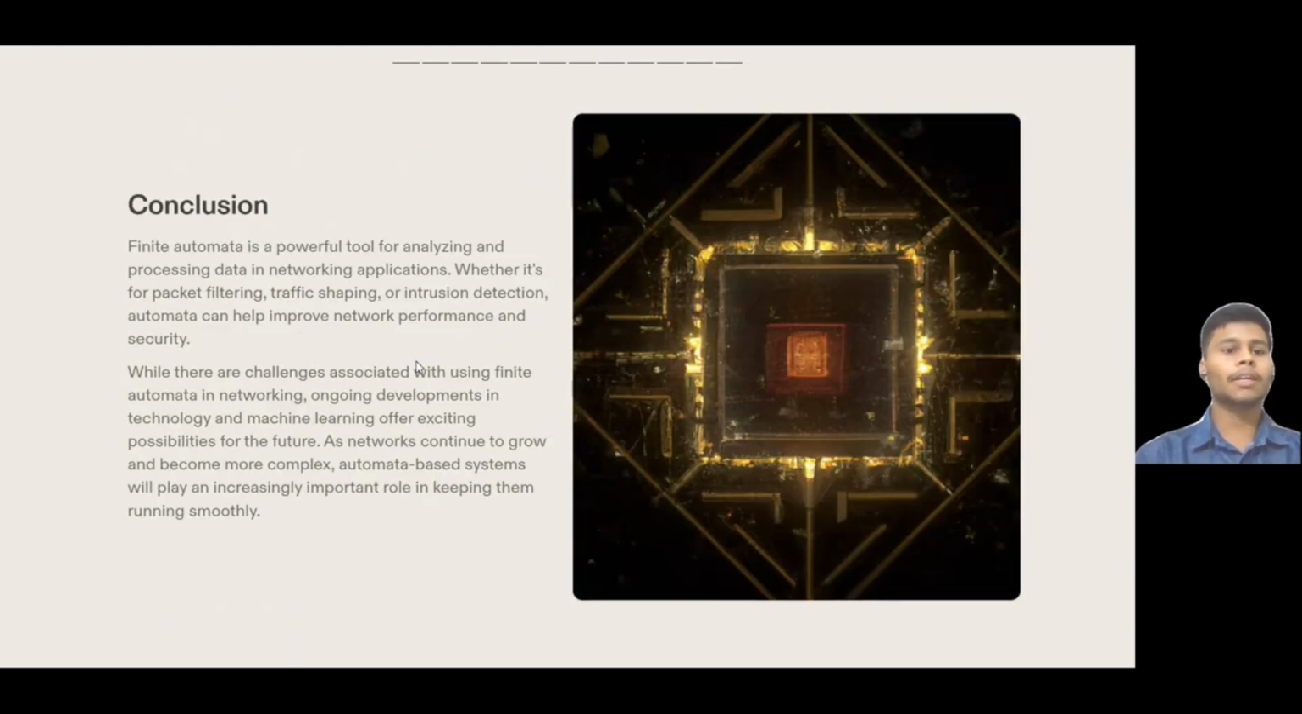Conclusion: Finite automata is a powerful tool for analyzing and processing data in networking applications, whether it's for packet filtering, traffic shaping, or intrusion detection. Automata can help improve network performance and security. While there are challenges associated with using finite automata in networking, ongoing developments in technology and machine learning offer exciting possibilities for the future. As networks continue to grow and become more complex, automata-based systems will play an increasingly important role in keeping them running smoothly.